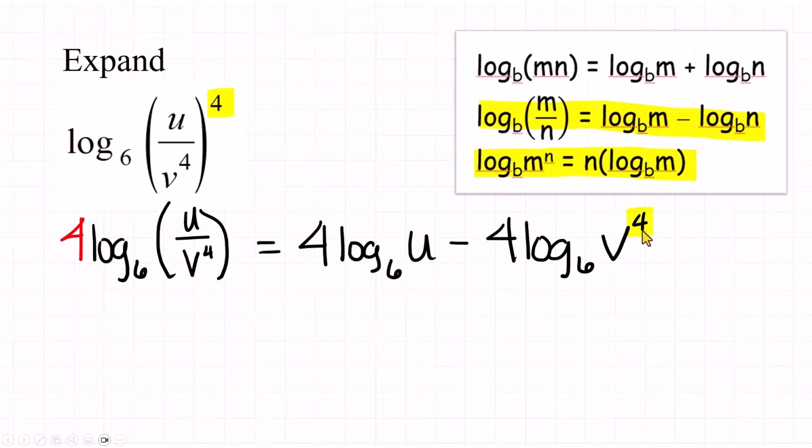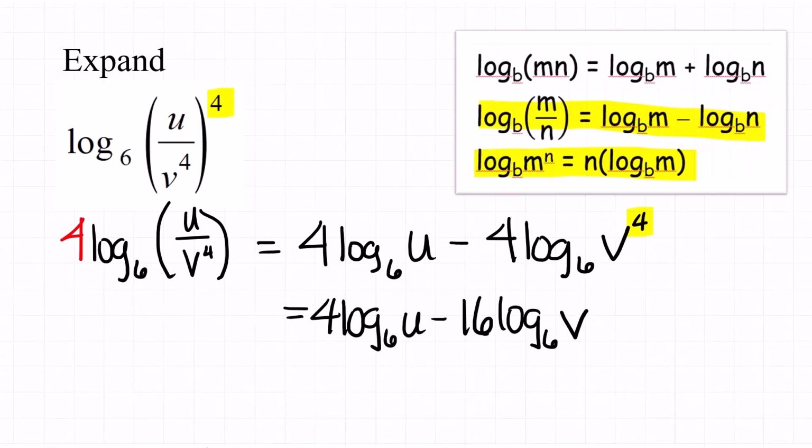And don't miss it. Look at that, guys. You have another exponent, so you can pull the power play again. But this 4 is going to get multiplied times this 4. So your answer is going to be this: 4 log base 6 of u minus 16 log base 6 of v. This is what I meant. They look intimidating, but they're pretty snuggly.